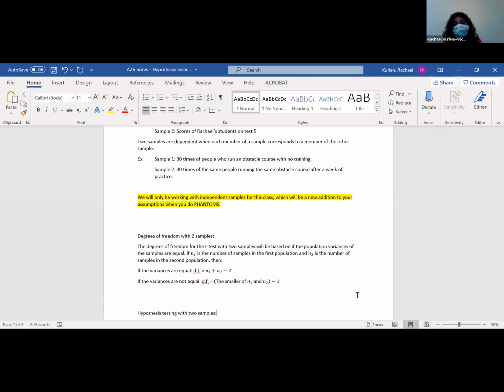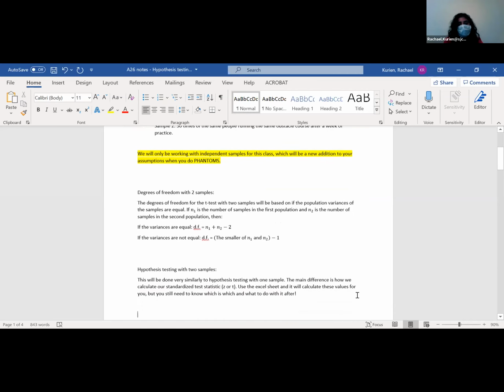If the variances are equal, your degrees of freedom, what you're going to do is add up your two sample sizes and subtract it by 2. So sample size 1, sample size 2, minus 2. If the variances are not equal, then the degrees of freedom, you'll take the smaller, whichever one has a smaller amount out of the two sample sizes, and subtract 1.